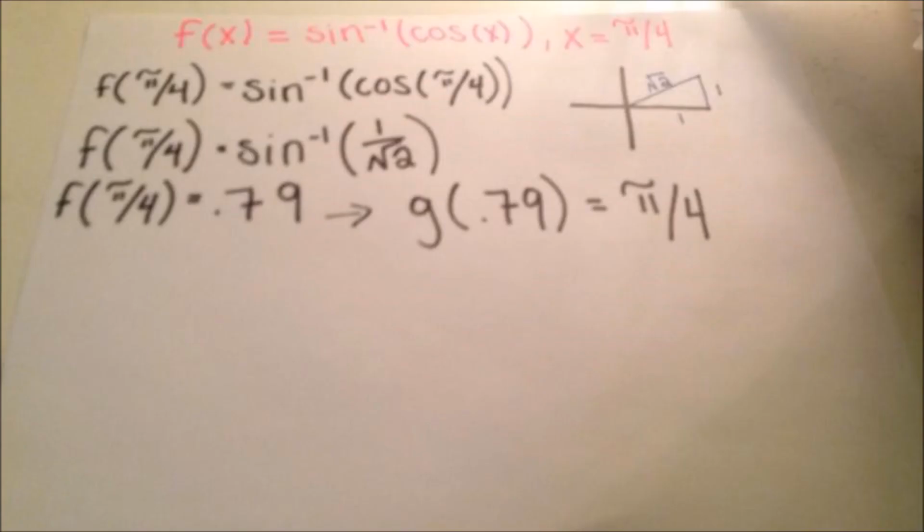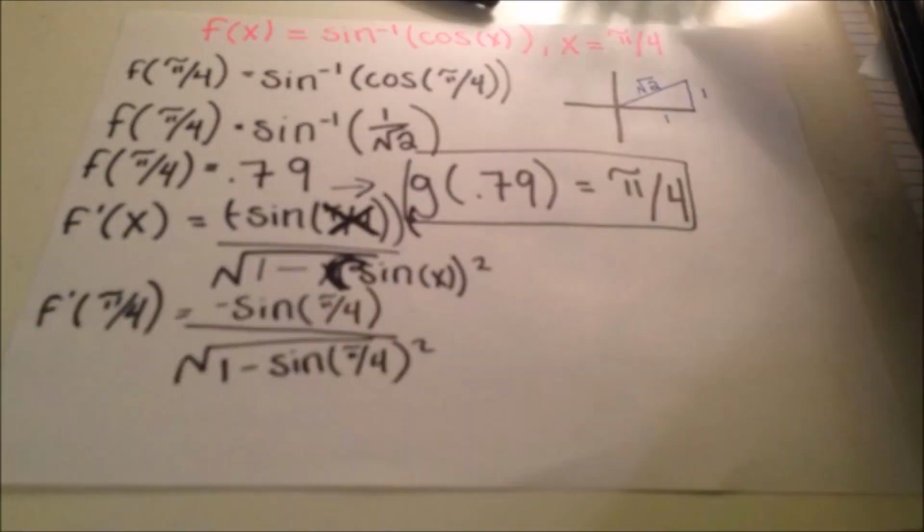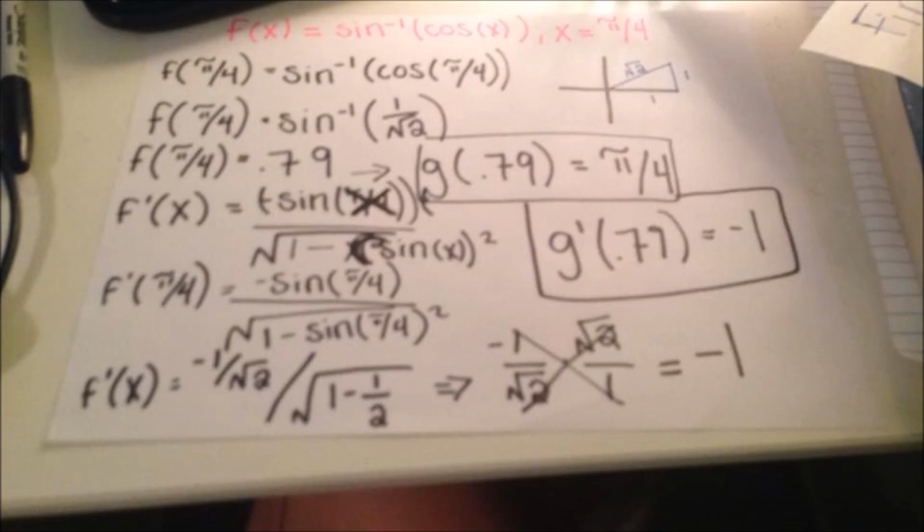Hence the inverse of f, which is g of x, g of 0.79 is pi over 4. Then you find the derivative, which will be negative sine of x over radical 1 minus sine of x squared. Plug in x, and you get negative 1 over radical 2 over radical 1 minus 1/2. Then you divide, and you cross multiply, and you get negative 1, which, when you plug into the inverse, you get g prime of 0.79 is negative 1 because 1 over 1 is 1.